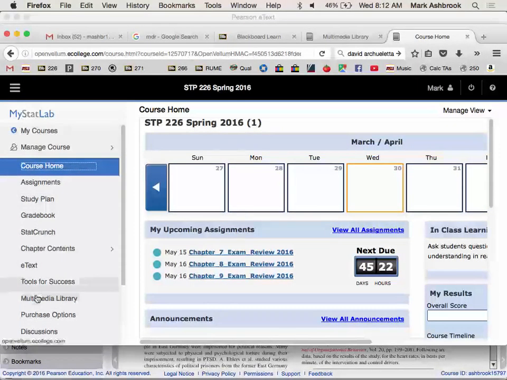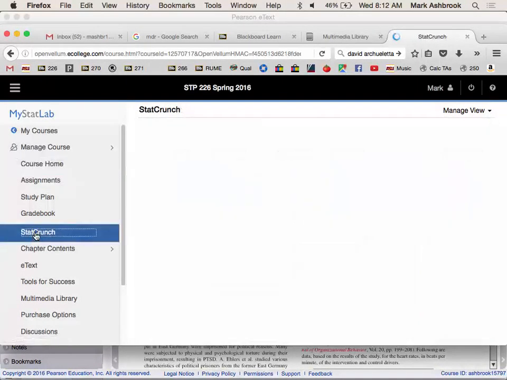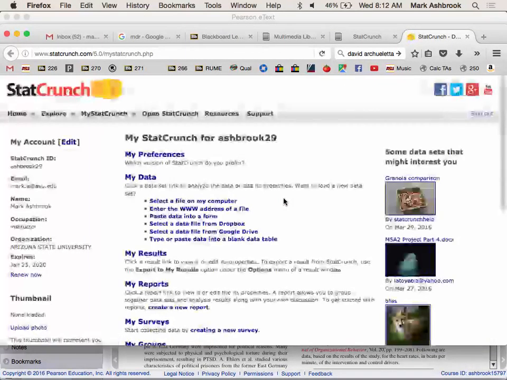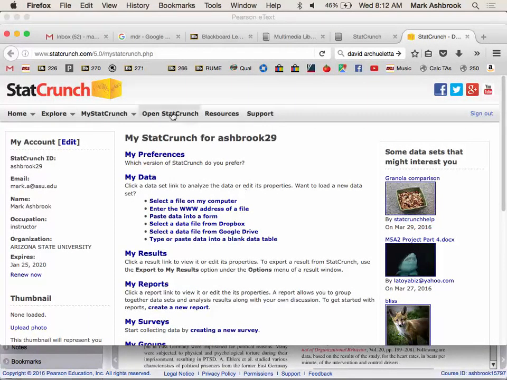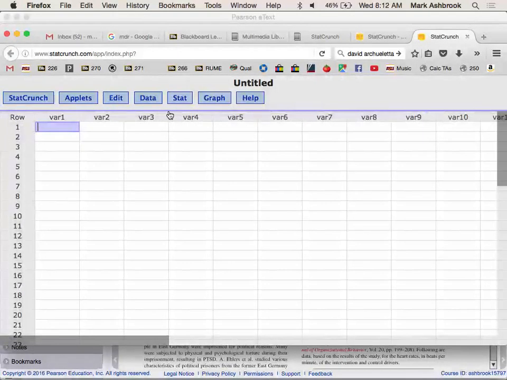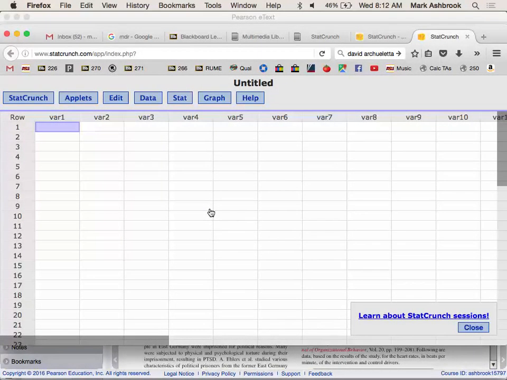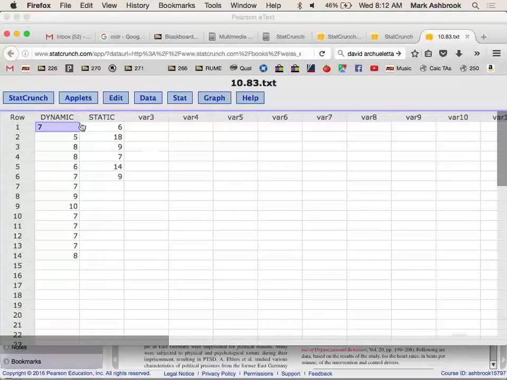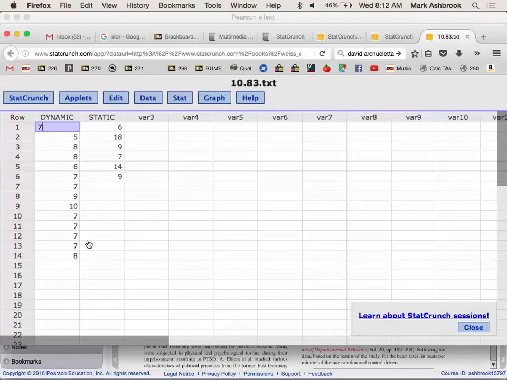So over here in the left-hand menu, you should have a thing that says Statcrunch. If you click on that, it should open it. You know how there are links to certain problems? If you find a place where you can link to it and just click on it, it'll give you the data for that problem, but it doesn't matter. You can just ignore that and still use this window to do our problem.